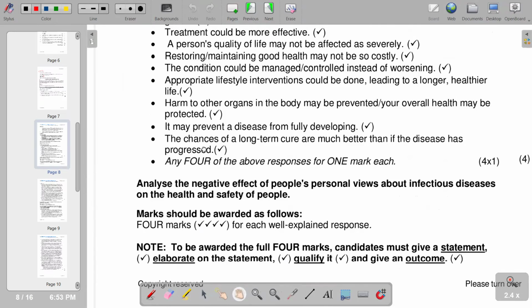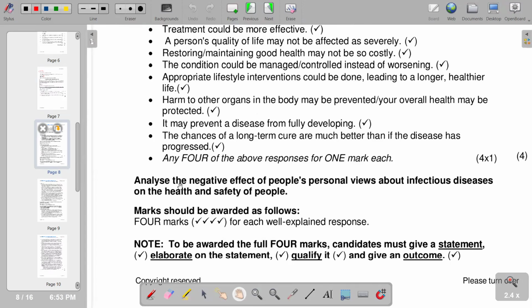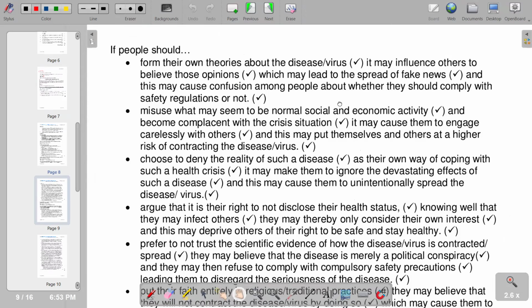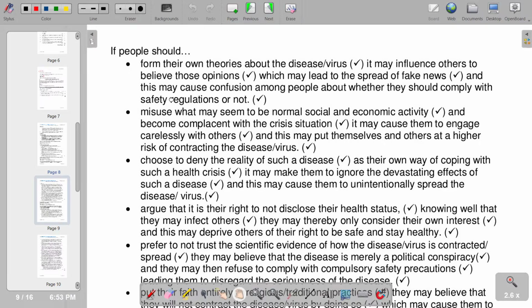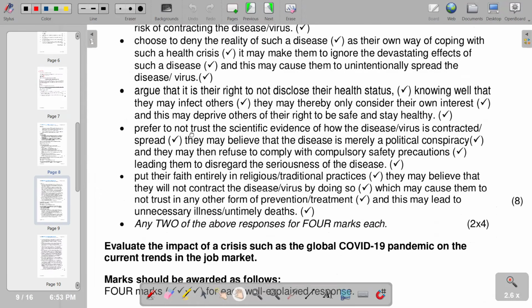Then moving on to the next point that we have according to our question, it says analyze the negative effect of people's personal views about infectious diseases on health and safety of people. So we have our points as it should form their own theories about the diseases or virus. It may influence others to believe those opinions, which may lead to the spread of fake news, and this may cause confusion among people about whether they should comply with safety regulations or not. And also, we have got further information given, which we can also include, which is also correct. And the question only requires 2 points.